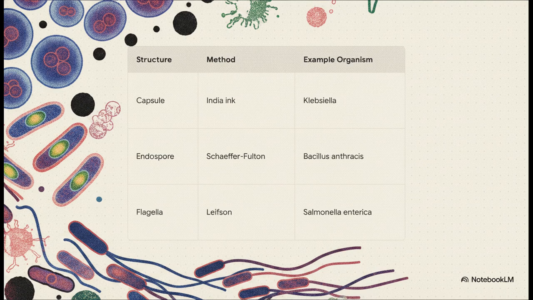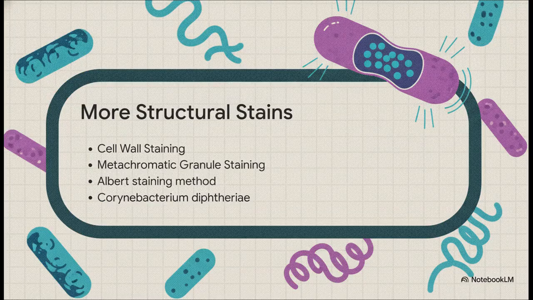If we're hunting for incredibly hardy bacterial spores, like those of Bacillus anthracis, we deploy the Schaefer-Fulton spore stain. And for flagella, those are the tiny whip-like tails bacteria like Salmonella enterica use to swim around. For those, we use specialized methods like Leifson or Gray. And these structural stains can get incredibly precise. We can target the cell wall itself, or even look deep inside the cell for highly specific internal features.